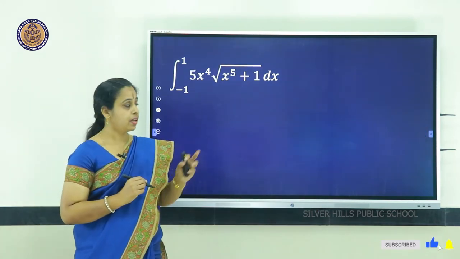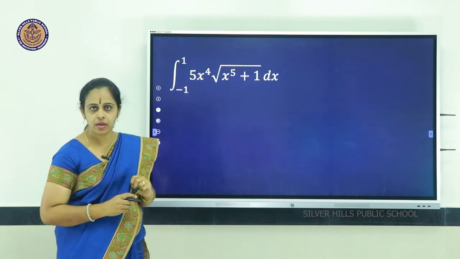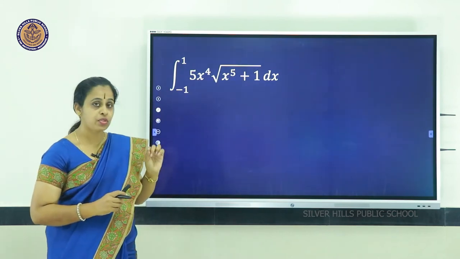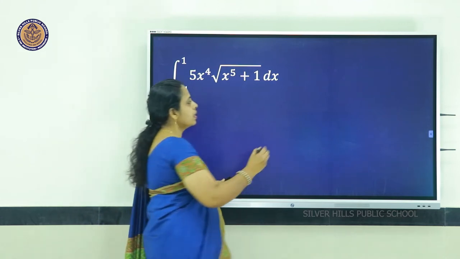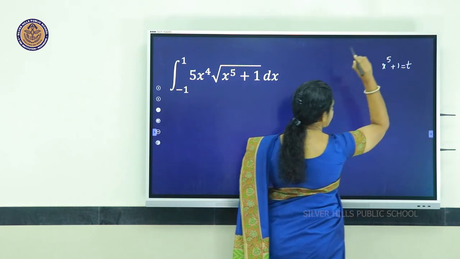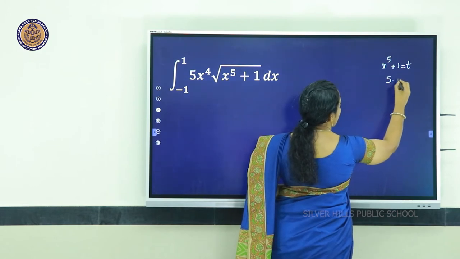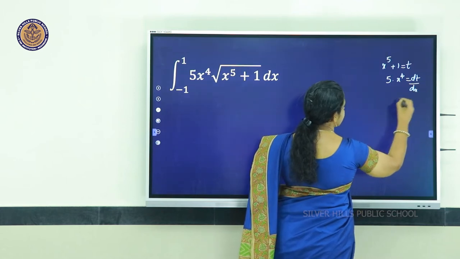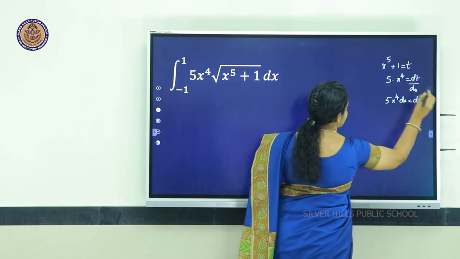In the next question, 5x raised to 4 into root of x raised to 5 plus 1. We can see the derivative of x raised to 5 plus 1 is seen here. So, it will be better if you give the substitution x raised to 5 plus 1 equal to t. Differentiating with respect to x, 5 into x raised to 4 equal to dt divided by dx, or 5x raised to 4 dx will be equal to dt.